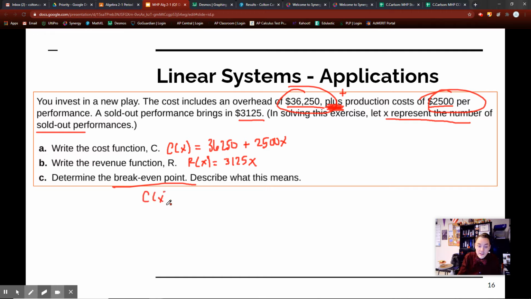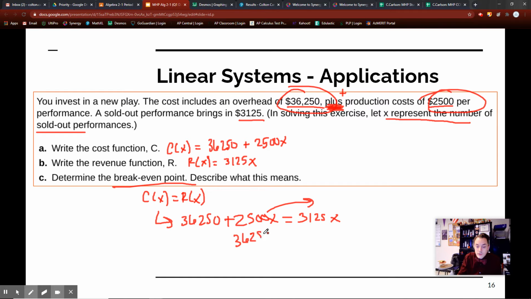Again, we just take C of x equals R of x. So now what is that? That's my C of x, which is $36,250 plus $2,500 times x, equals my R of x, which is 3,125x. I start to solve, okay? By solving, I can subtract that over. So I have 36,250 equals, and I have 625x on this side left over when I subtract those two. And then when I divide by 625 on both sides, I get x equals 58.